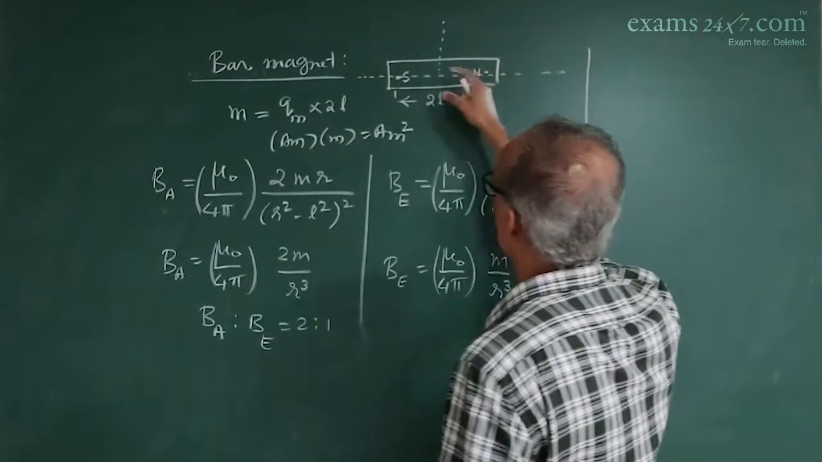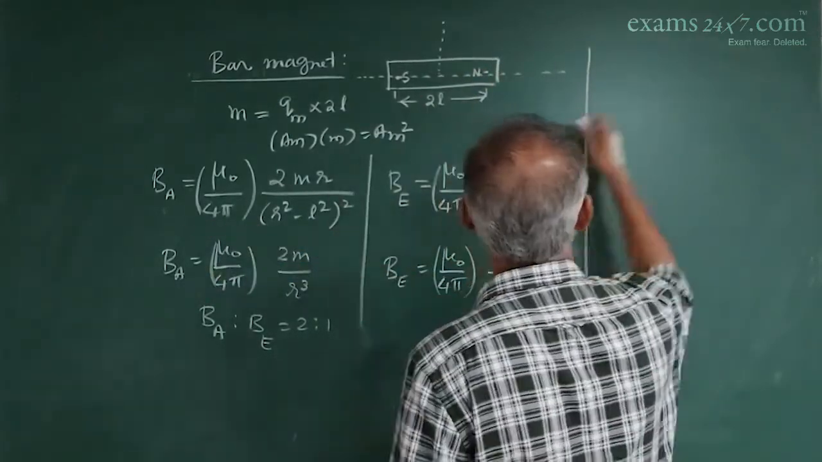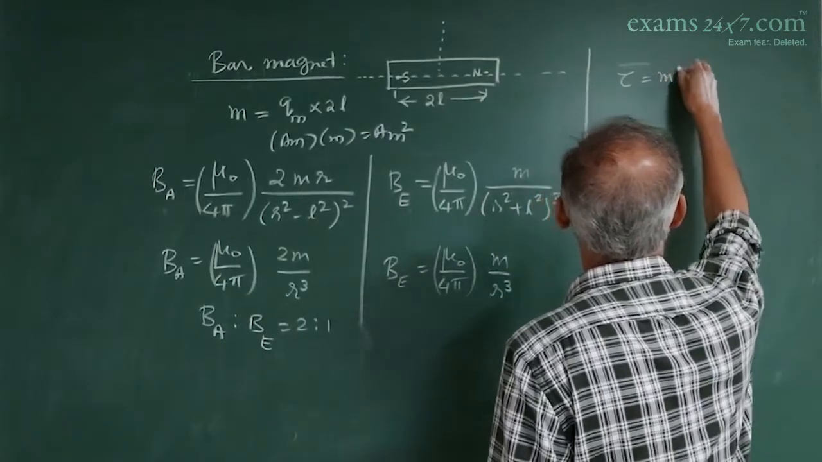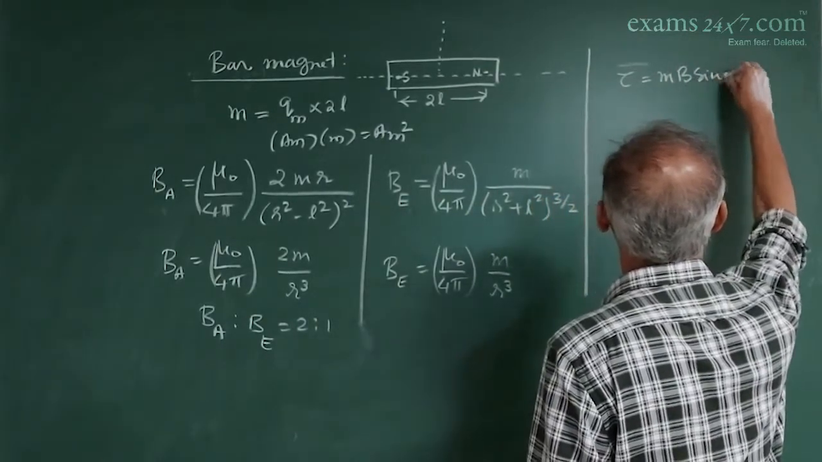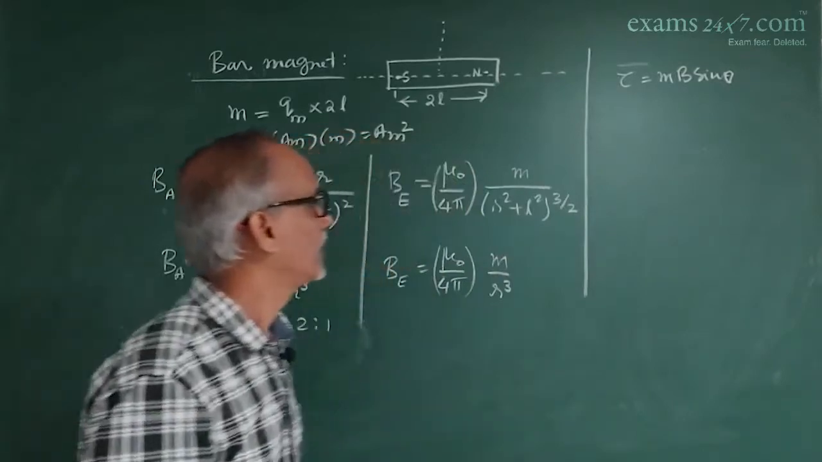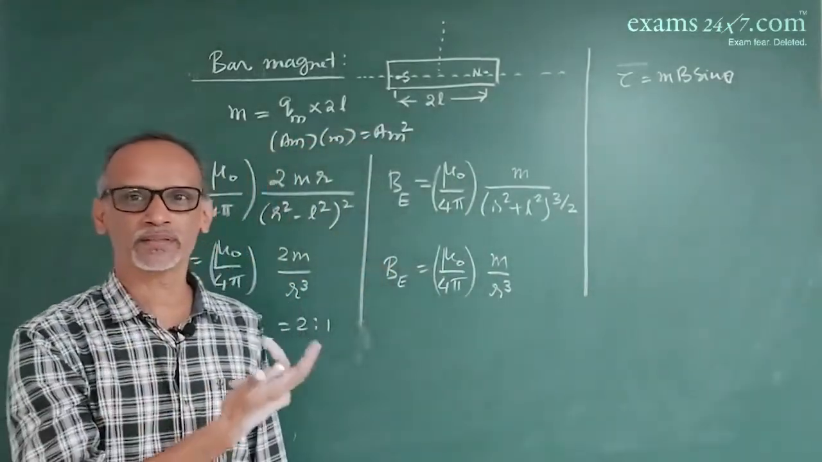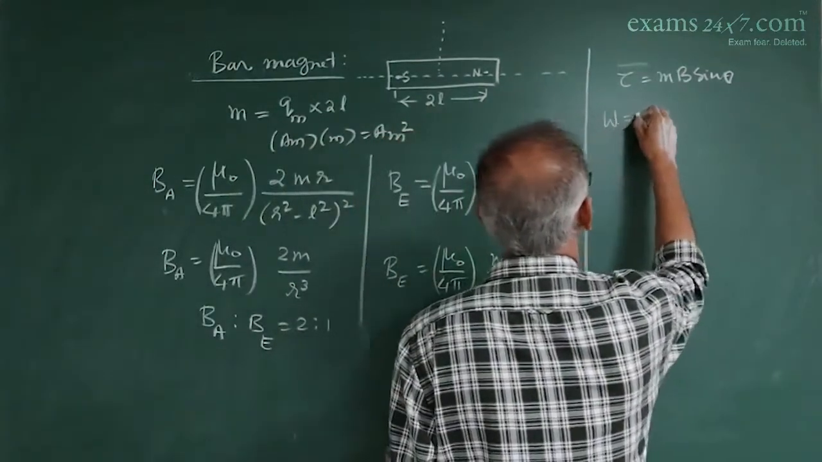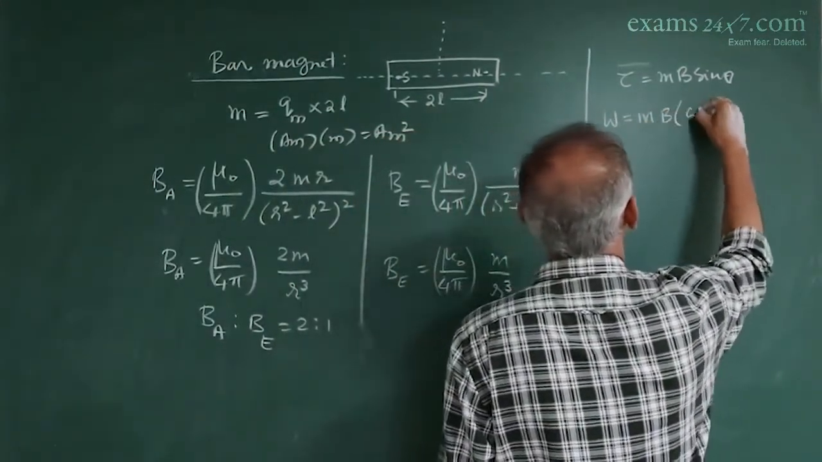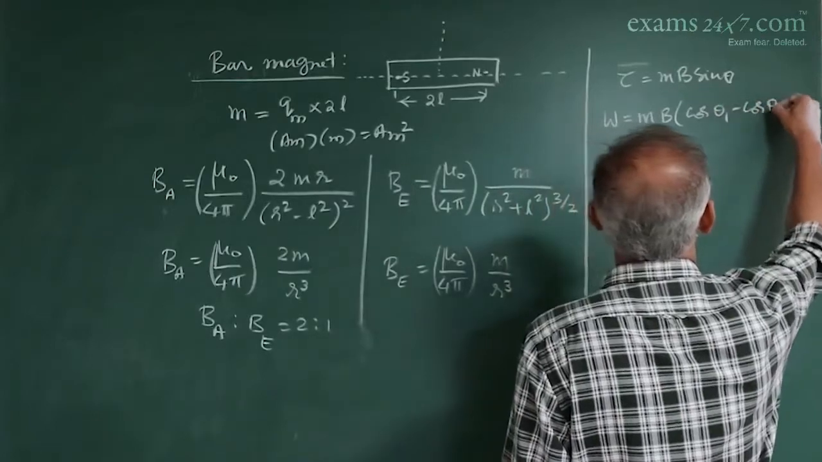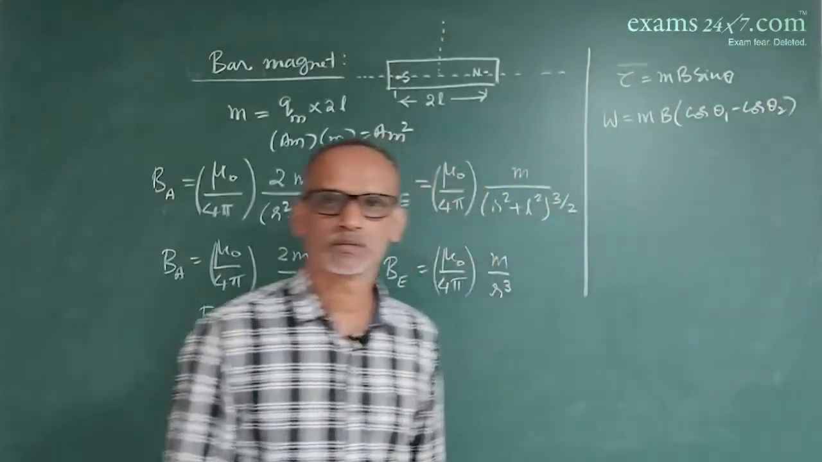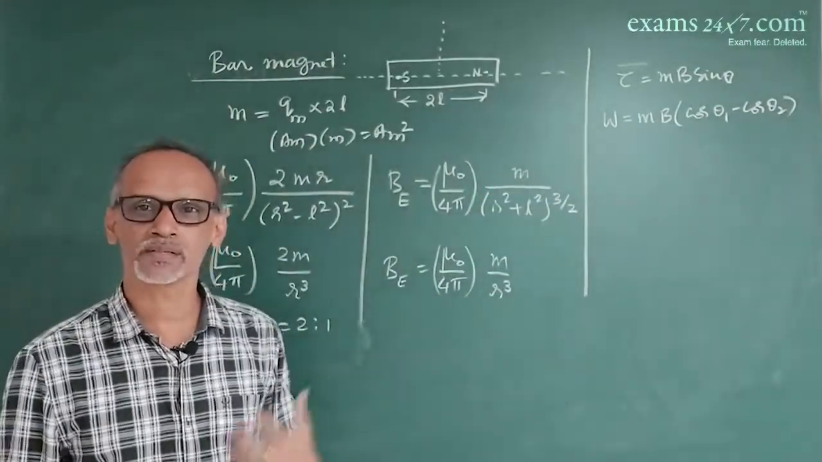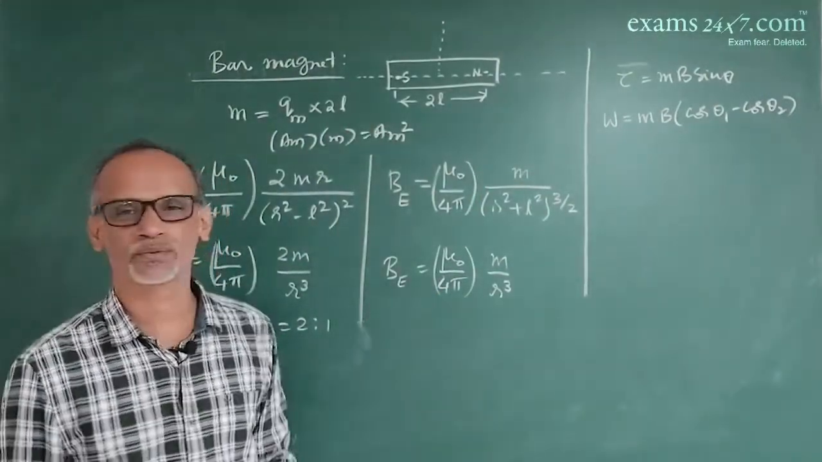When this magnet is placed in a magnetic field, it experiences a torque given by tau is equal to MB sin theta. And when placed in a magnetic field, to rotate the magnet we have to do work, and that work done is given by MB into (cos theta 1 minus cos theta 2). So these are all identical equations which we have already discussed in electrostatics. So what are theta 1 and theta 2?